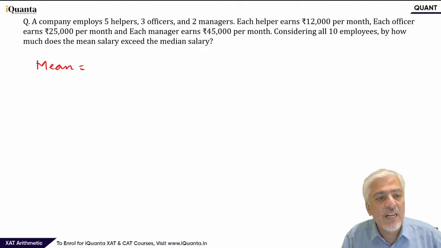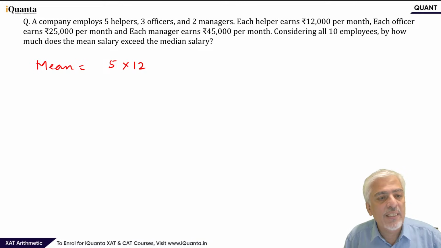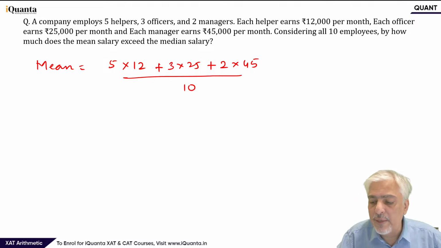5 helpers. I'm not going to take the thousands in my calculations. I'll take it later. So, 5 multiplied by how much? 12. It was 12,000, so I'm taking 12. 5 multiplied by 12. For officers it is 25,000. So 3 into 25, plus 2 managers, 2 into 45, divided by 10 people. 3 plus 5 plus 2 is 10. Right?